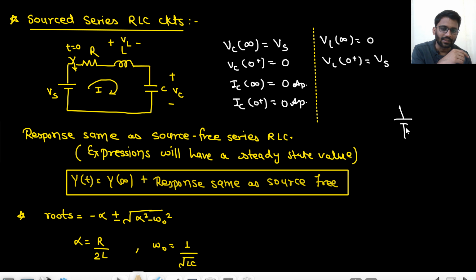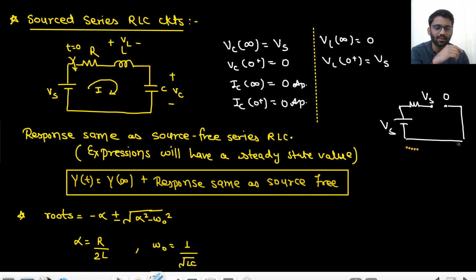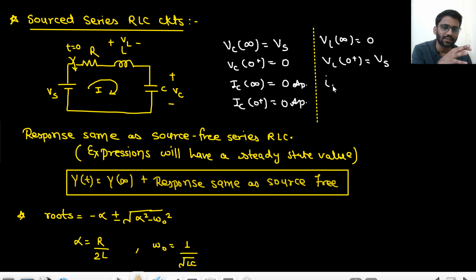What is the initial circuit? This is the initial circuit. The capacitor is shorted. Here I have Vs, and the current here is 0. So this will be Vs and this will be 0. So what is VL 0 plus? That is Vs only. I hope you are able to write it on your own now. What is IL 0 plus? That is 0 since the inductor is not having any initial current.